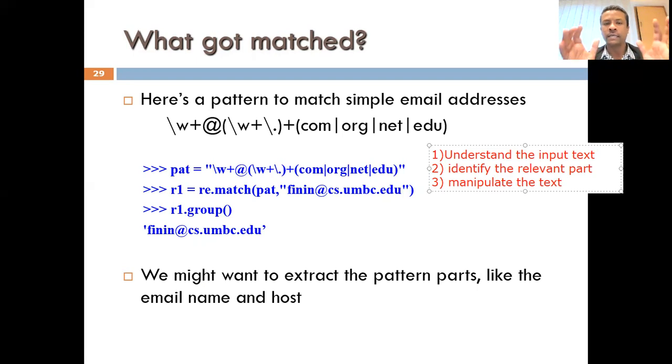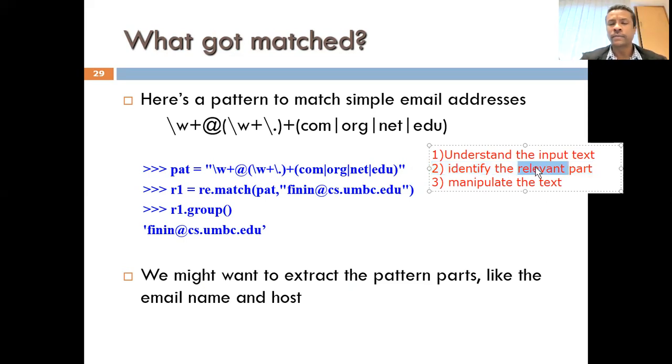We have three steps. Whenever some text is given to you for processing, the first thing that you have to do is try to understand what the text looks like. Try to understand the scripting method. Go through it so that once you understand the input text, you will know what kind of algorithm to write. The next thing is to identify the relevant part from that text, because in text processing, we're not interested in every part of the text. We will be focusing only on some part of the text. So try to identify the relevant part.